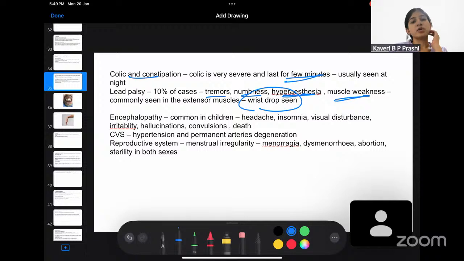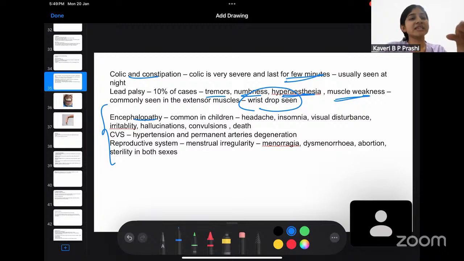Then you can also see encephalopathy. It is common in children. There's going to be headache, insomnia, visual disturbance, irritability, hallucination. These are all the vague symptoms, okay? But the specific ones like the wrist drop, colic, constipation, Burtonian lines, these are the things that an examiner will actually expect in your answer.